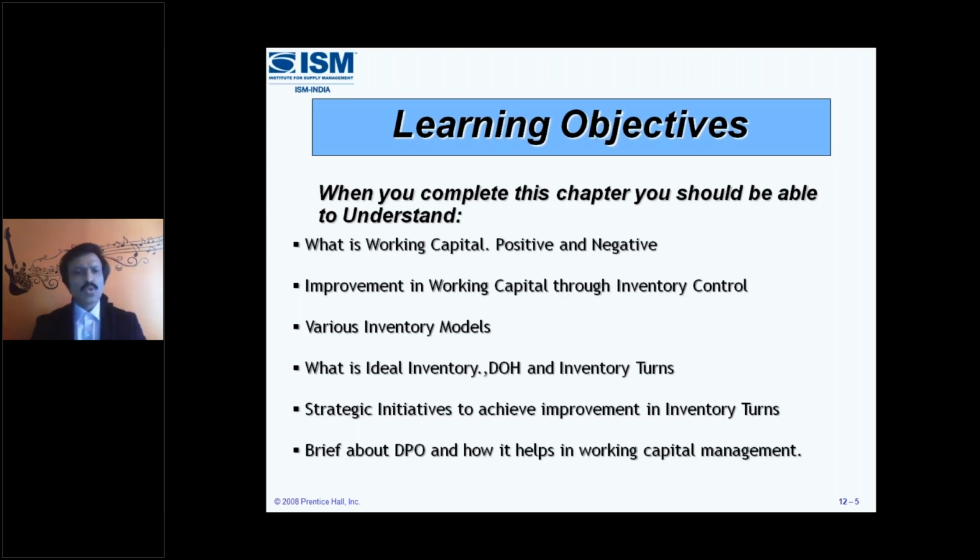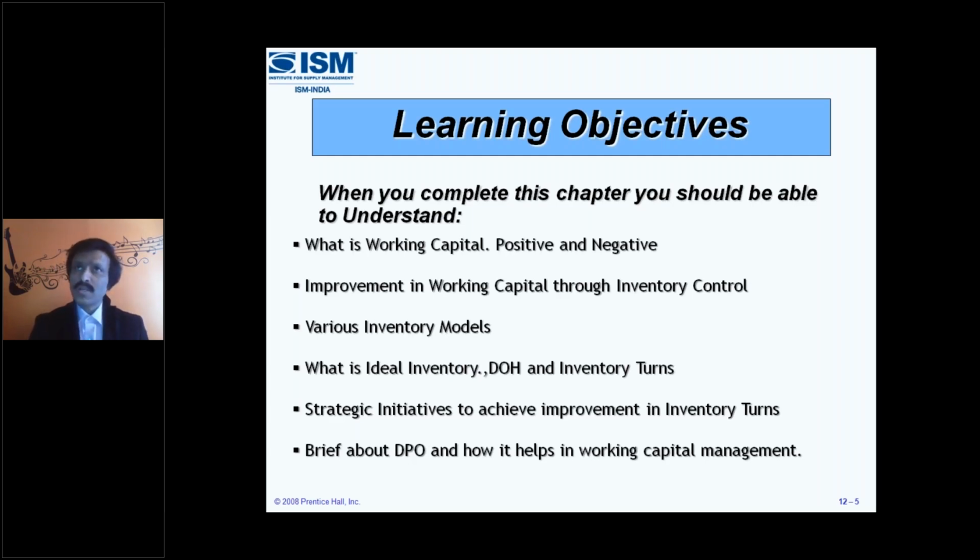You will also be able to understand various inventory models after today's discussion, which are actually inventory control techniques used by various organizations. The most important thing we must learn after this session is what is ideal inventory in my business, what is DOH, and what is inventory turns. These three important aspects one must remember while working in supply chain.